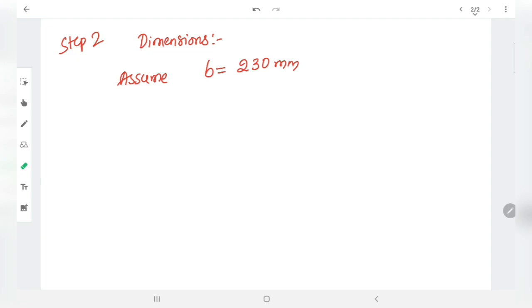Next, the depth of the beam is calculated as per IS 456, the guidelines given on page number 37. L by D for the cantilever beam is 7 maximum. Instead of 7 I will be taking 5 here. So depth is equal to L by 5. L is nothing but the clear span of the beam, that is 2500 divided by 5. It will be around 500 mm.